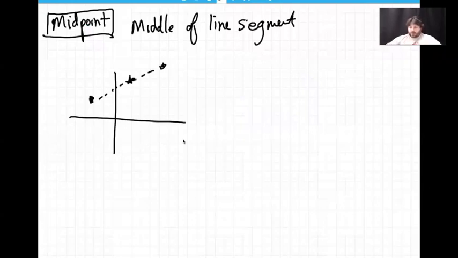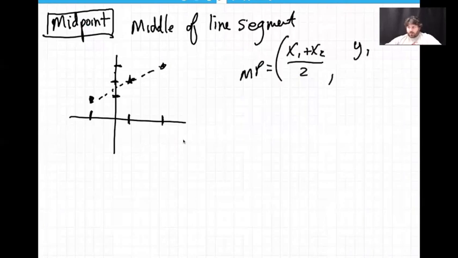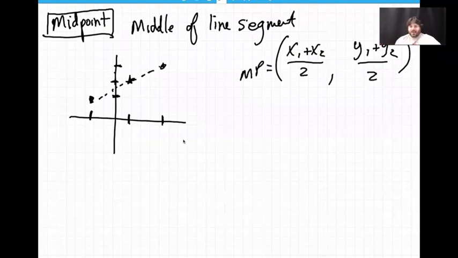This is a really easy formula to remember if you just think about it in terms of averages. Whatever this x is and this x is, it's just the average, right? Whatever this y is and this y is, it's just the average of those two y's. So how do you find the average of two x numbers? You add them together and divide by 2. How do you find the average of two y numbers? You add them together and divide by 2. That's the formula. You take two coordinates, you add the x numbers and divide by 2, you add the y numbers and divide by 2, and then that is the x coordinate and that is the y coordinate. Really, really easy, okay?